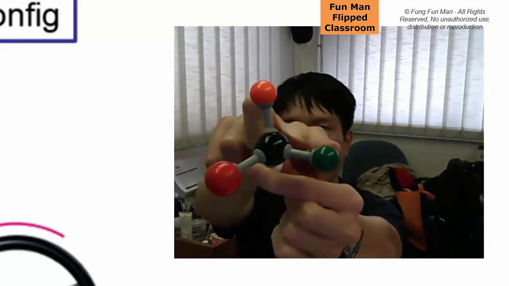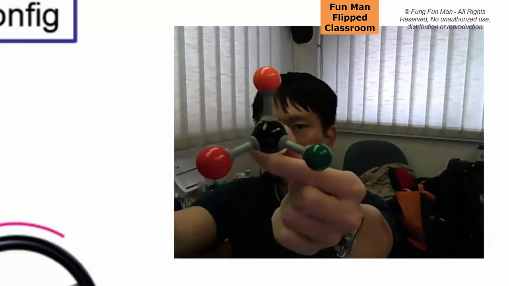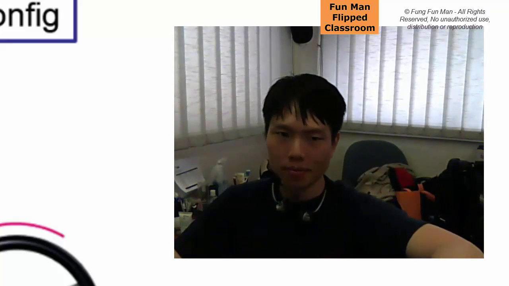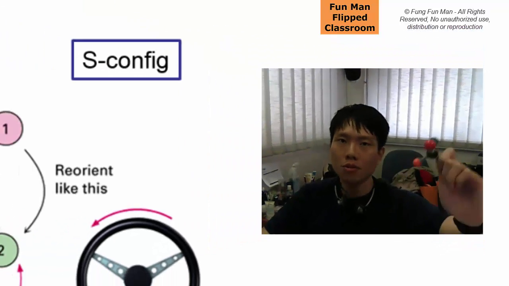So what do you see? 1, 2, 3 is going counterclockwise, right? So this molecule here to you is S. To me, it's still S because when I do this from here, I'm going counterclockwise. So it's always S. But if it's the other way around, clockwise, then this molecule is R.